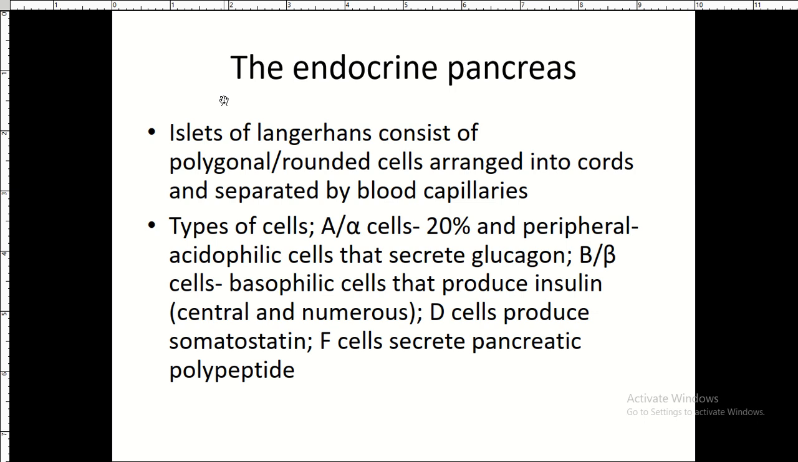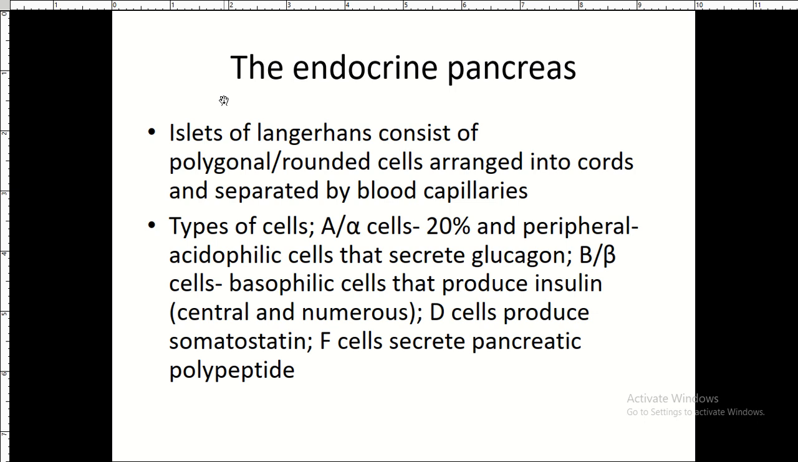We have alpha cells. So alpha cells are going to be at the periphery, and they are going to be occupying 20% of the islets of Langerhans. They are acidophilic cells. They secrete glucagon. So alpha cells secrete glucagon. Beta cells are the ones that are important. So let's take alpha cells acidophilic, beta cells basophilic. B for B, A for A.